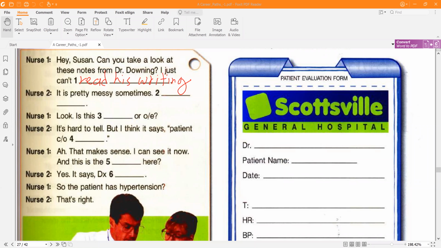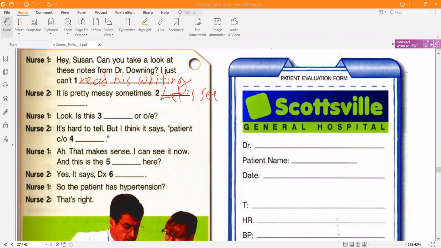Look. Let's see. Here we have an imperative again. Let's see. Look. This is an imperative again.